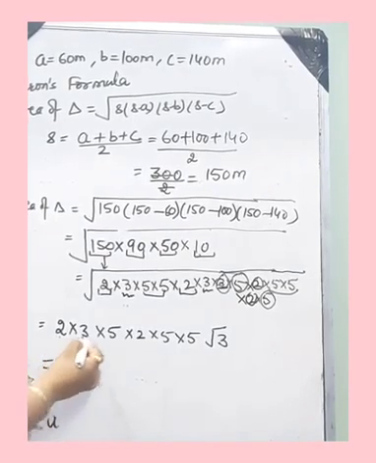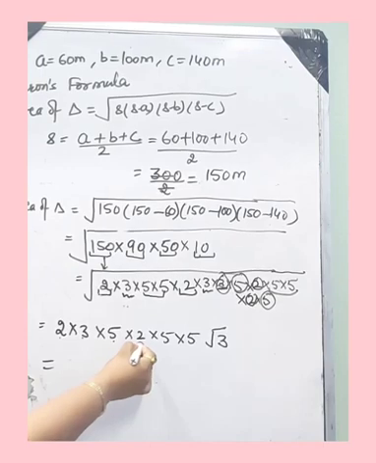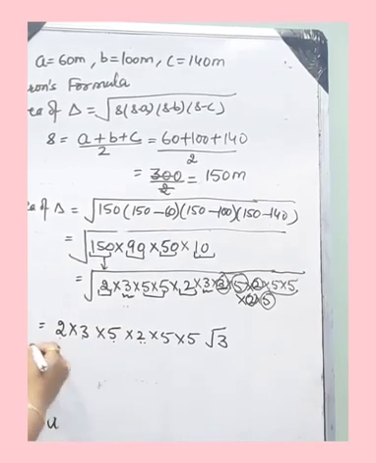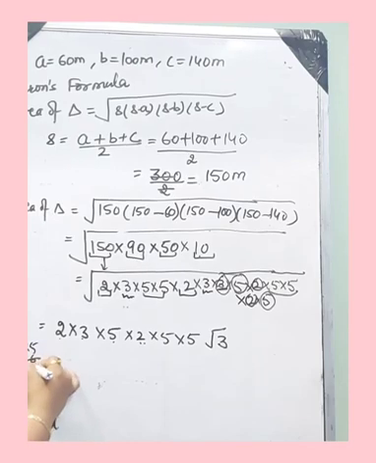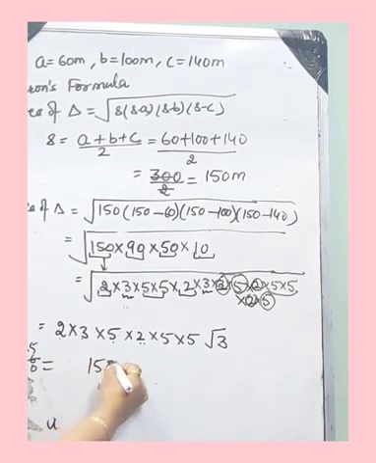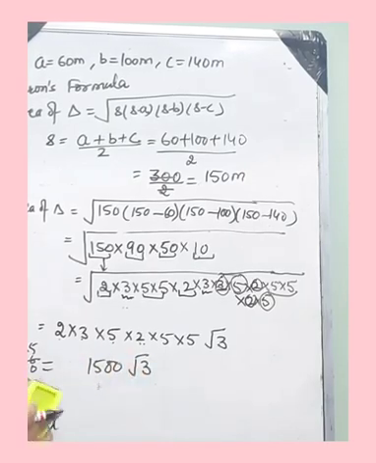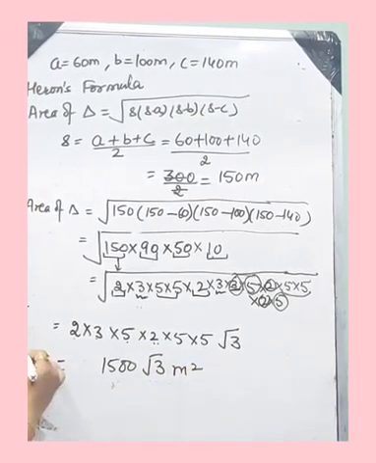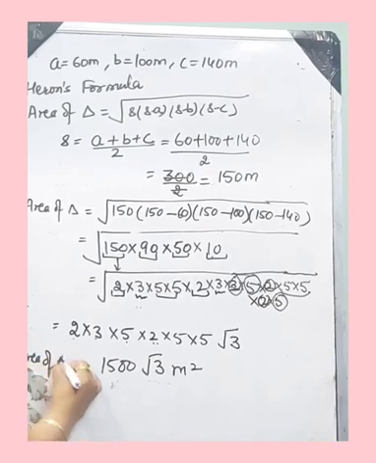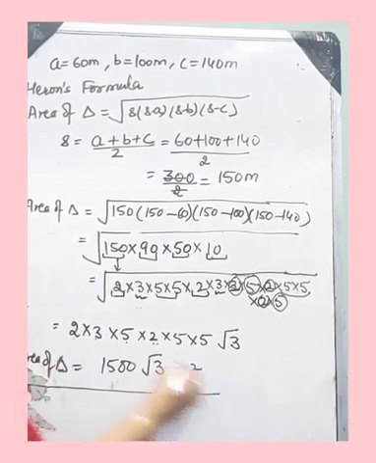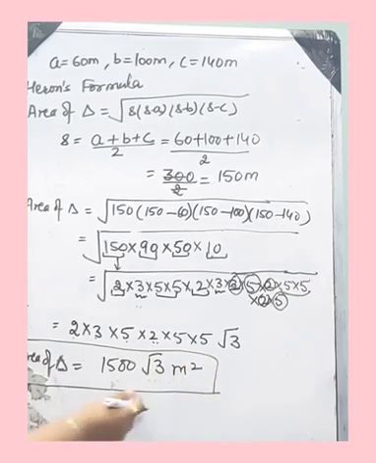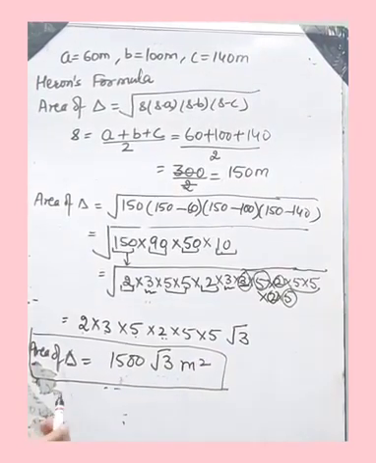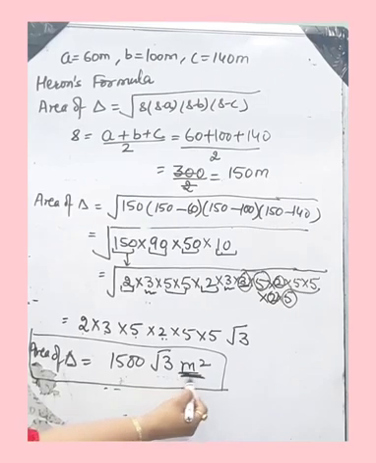Now multiply these numbers. 2 3s are 6, 6 5s are 30, 30 2s are 60, 60 25s are 1500 square root 3. And unit is meter square. Therefore, area of triangle equal to 1500 root 3 meter square. It is compulsory to write unit in our answer. We know that unit of area is square meter.